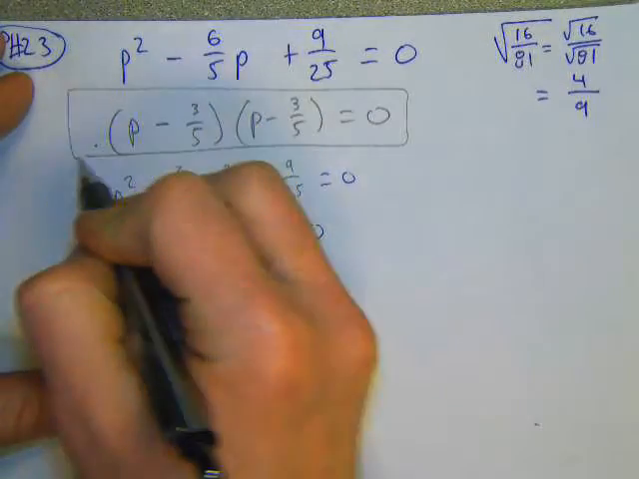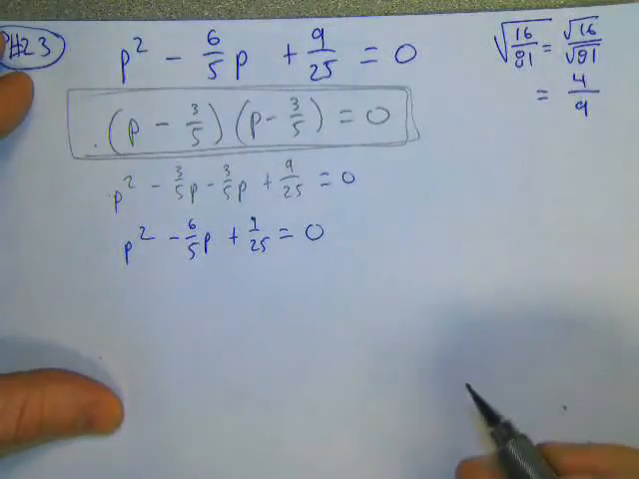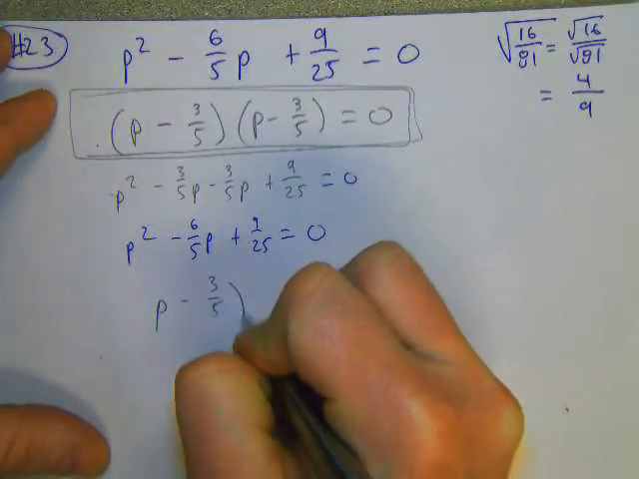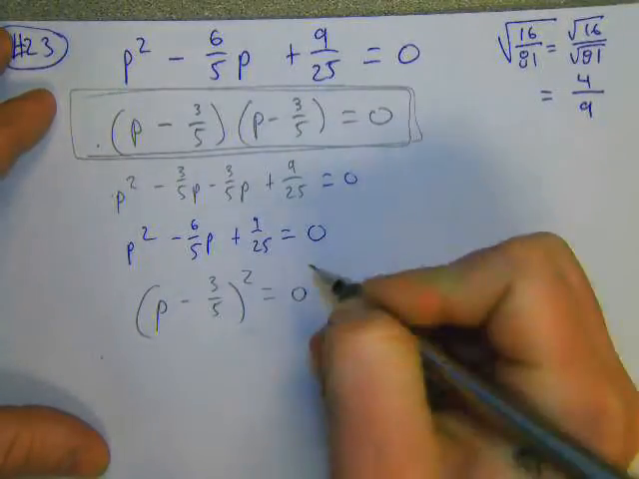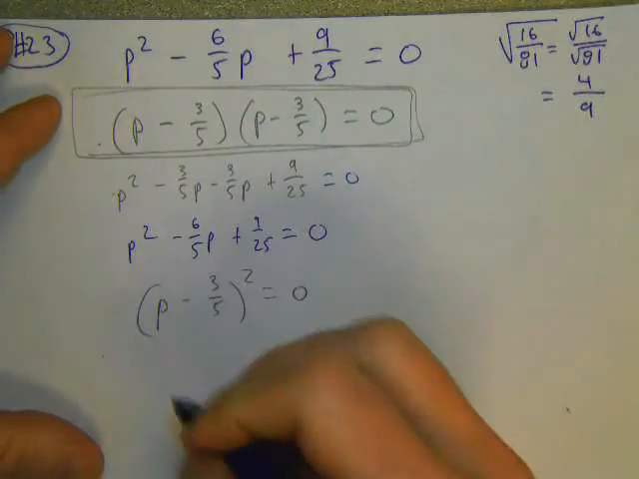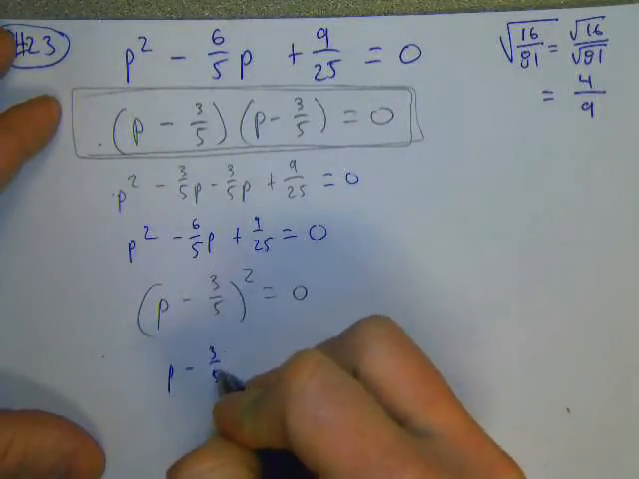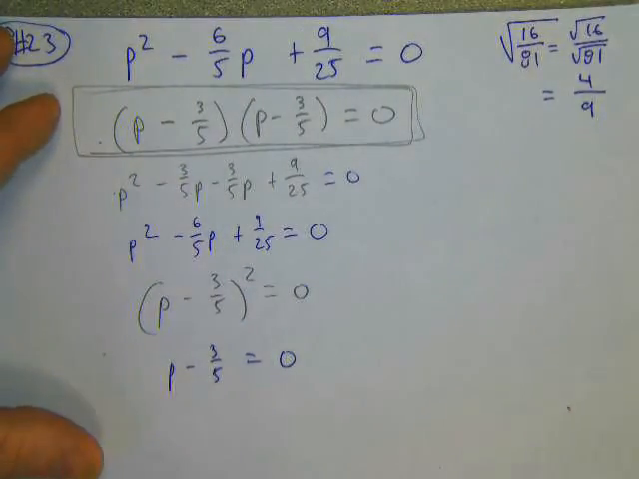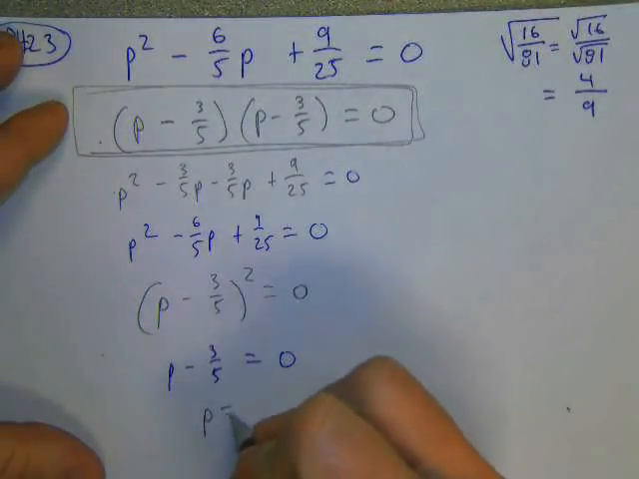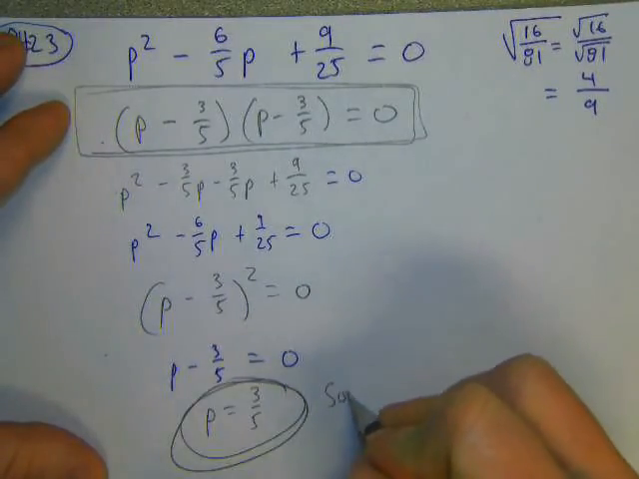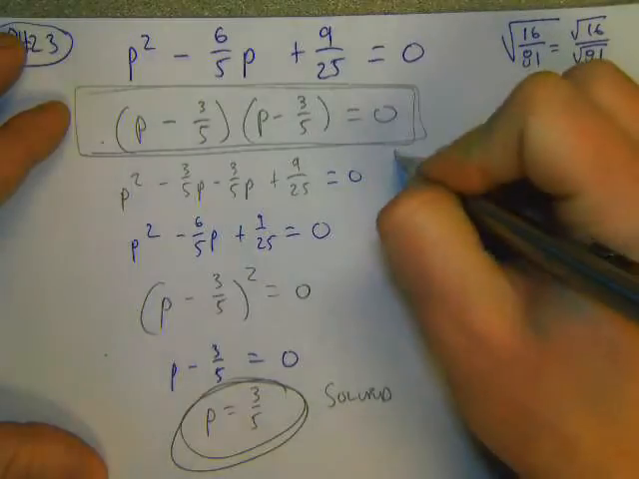That is factored. And again, I'm going to write it the preferred way and solve it. So p minus 3 over 5 squared equals 0. Take the square root of each side. p minus 3 over 5. The square root of 0 is just 0. And then I'm just going to add 3/5 to each side. And I get p is 3 over 5. Solved. Factored.